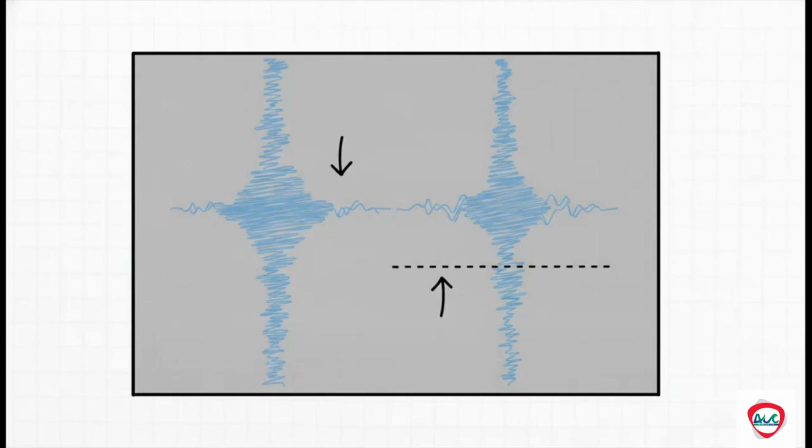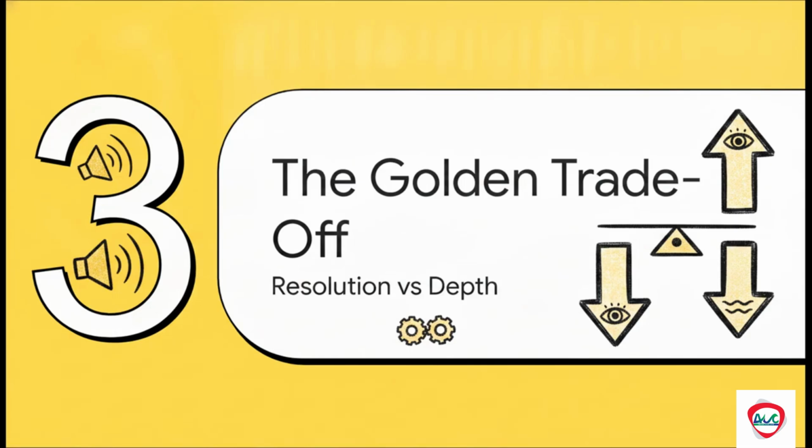Now, as the wave travels through all these tissues, it gets tired. We call this attenuation. Sound naturally loses energy as it pushes deeper into the body, losing roughly 0.5 decibels per centimeter per megahertz. The big takeaway for you here: higher frequencies attenuate, or lose their energy, way, way faster than lower frequencies. Which leads us perfectly into Chapter 3, the golden trade-off.